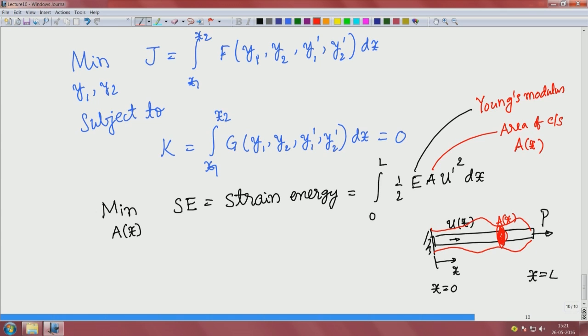Okay. Now, we have now an integrand, in this case strain energy, half E A u prime square. A we do not know, u of x whose first derivative is involved here, that also we do not know, that is like this one. We have two functions, instead of y1 I have A, instead of y2 I have u. Okay. I do not have A prime, but actually I do not have u here so far, but I do have u prime and I do not have A prime. This is not there in this problem, but this is there, this is there, this will also come once we write the governing equation for this.